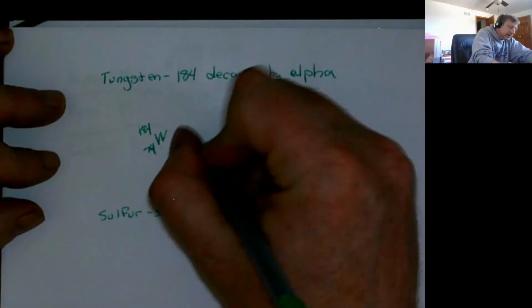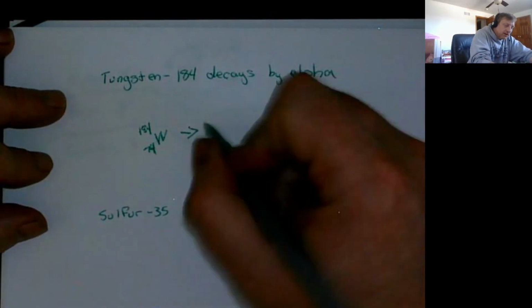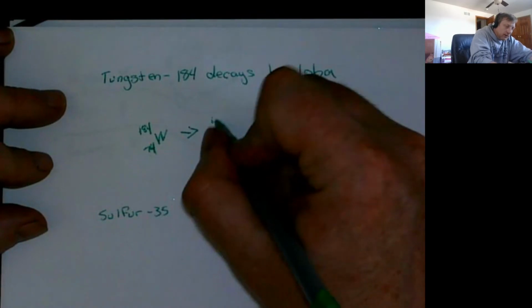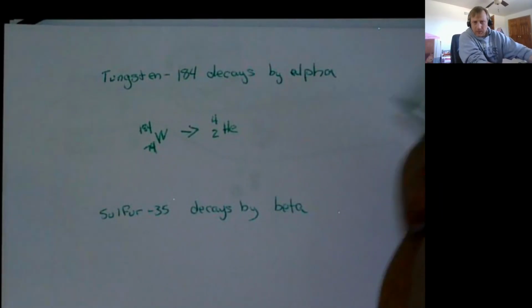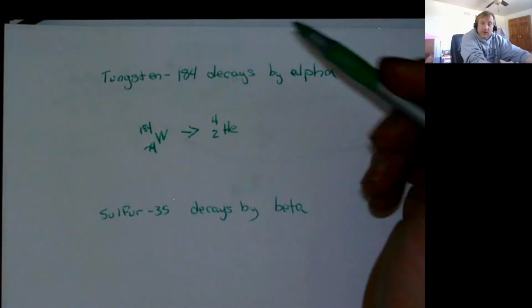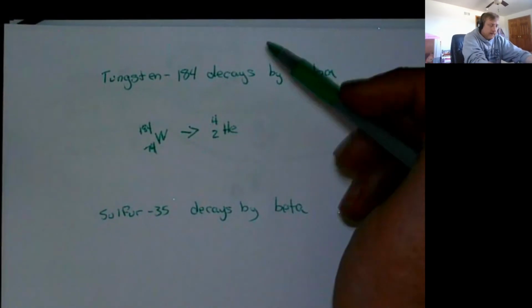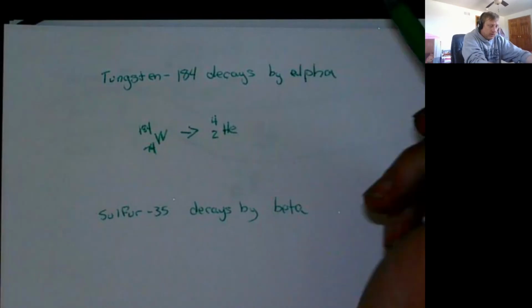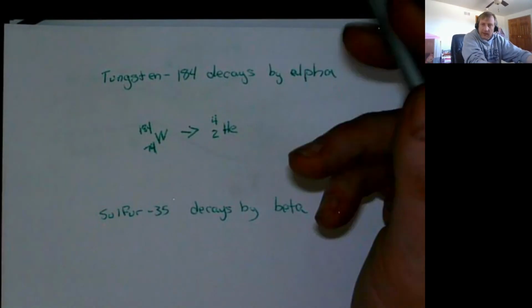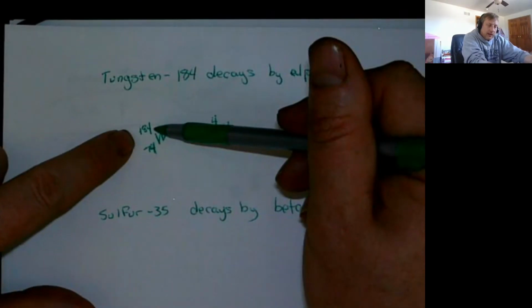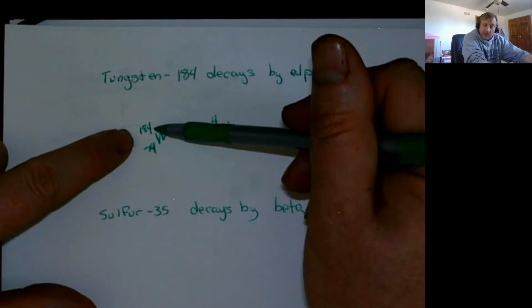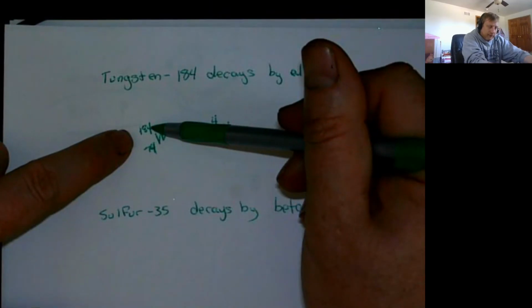This tungsten, though, is going to decay, and it's going to decay by alpha, and an alpha is a 4,2 helium. Now, the universe practices something called conservation of mass. Whatever number of particles we started this whole nuclear decay with, we still have to end with that many particles. So in the top, out of total nucleons, neutrons and protons, we had 184.